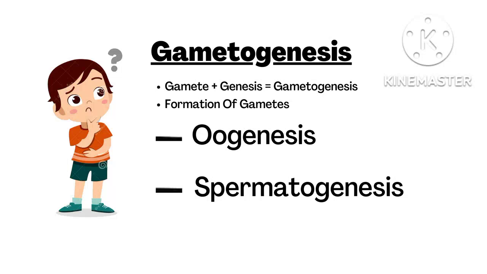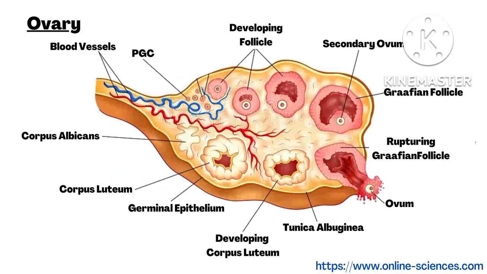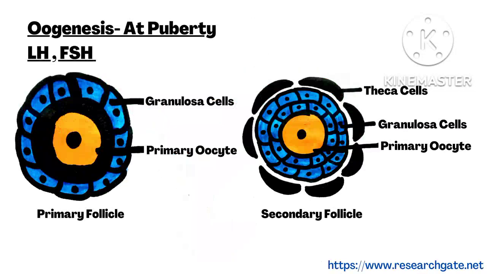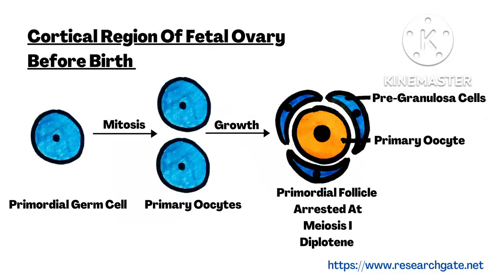But before this, I want to tell you the site of oogenesis. In human beings or in mammals, oogenesis takes place in the ovary. In humans, there is one pair of ovaries present. As I already told you, oogenesis is the process of formation of female gamete, that is ova. This process of oogenesis is not continuous. It gets arrested several times.